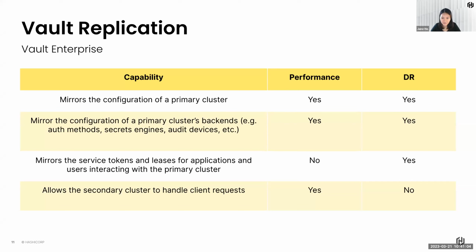And finally is that performance replication clusters can handle all client requests. So any reads or writes can be handled by it, whereas a disaster recovery, the DR cluster, will not serve requests until it is promoted to be a new primary in the event of a DR.